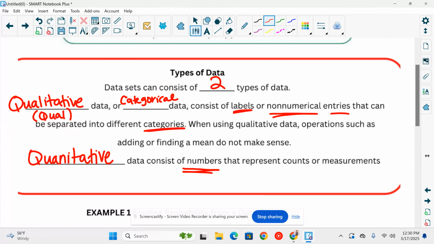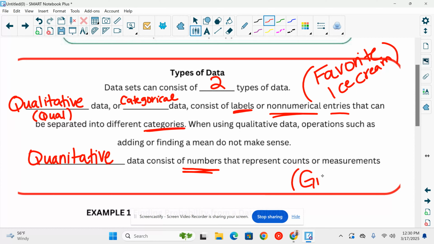So when I think of qualitative, an example would be asking the question, what's your favorite ice cream? If I went around the room and asked you, you'd start giving me chocolate, vanilla, strawberry, cookies and cream. All these different answers, the answers are in words, categories. But if I went around and said, what was your test score on chapter 9? That would be a number you would give me.